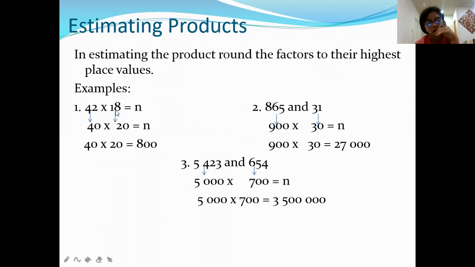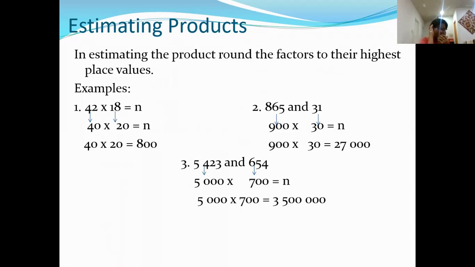So 8 is more than 5, that's why we are going to add 1. So 1 will become 2, so that's 20 equals n. Then we are going to multiply 40 times 20 equals 800. Okay, where did we get 800?